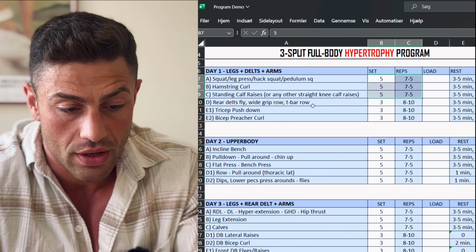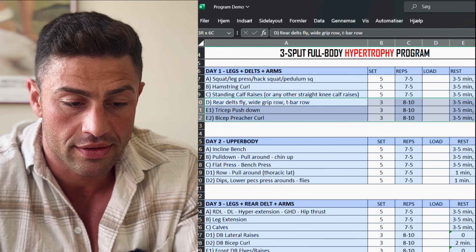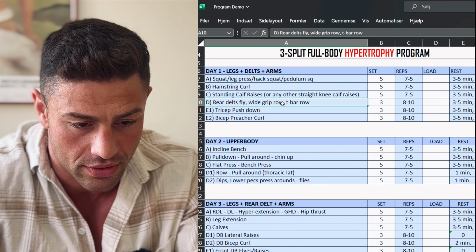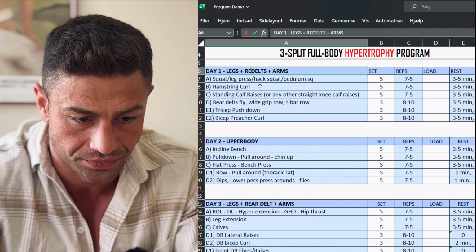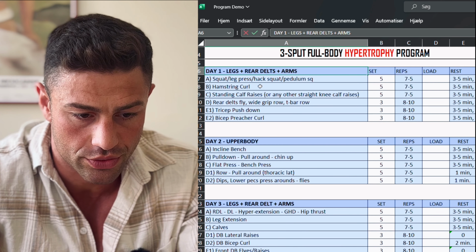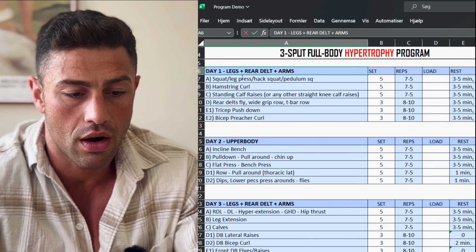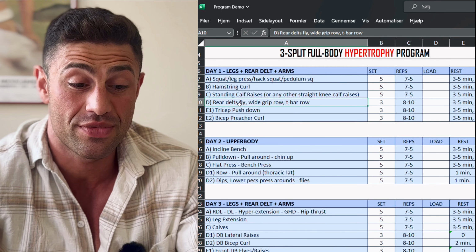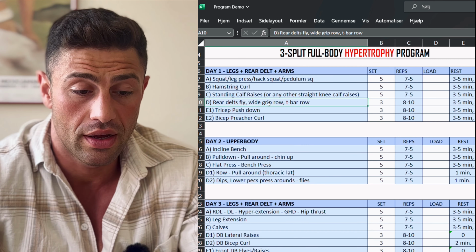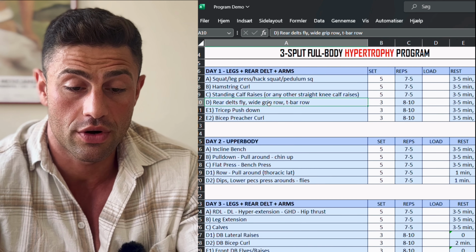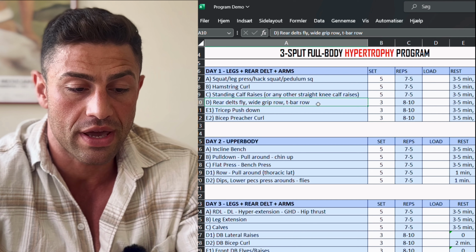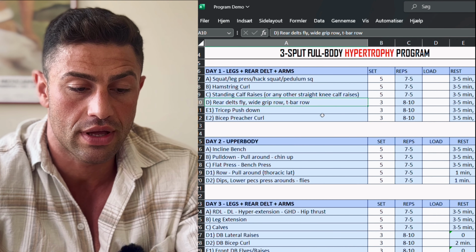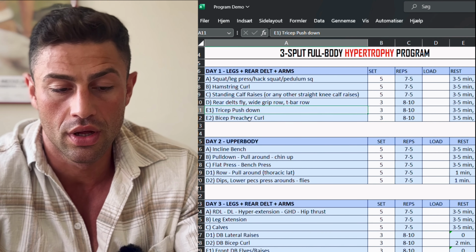So what we're going to do, we're going to have one rear delt exercise. Oh shit, that's the first mistake. Okay, this is a rear delt. So day one, we're going to do rear delt. So we're going to have one hardcore rear delt exercise. That can be a rear delt fly, or it can be a wide grip row or a T-bar row, or whatever we happen to have access to at our gym. And then we're going to do some cable work here, some tricep push down, and some bicep preacher curl.